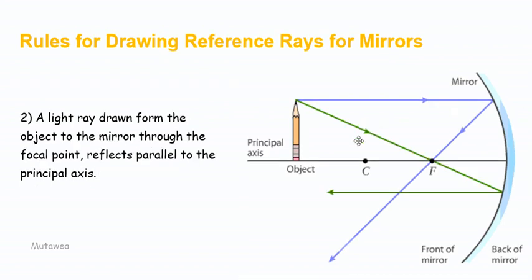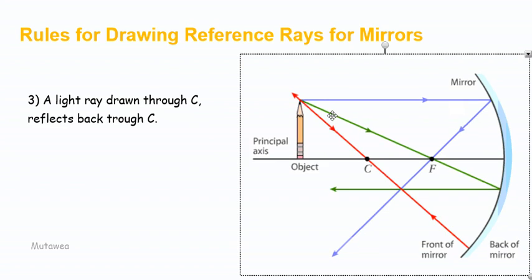The second ray is drawn from the object through the focal point. This ray then reflects parallel to the principal axis. The top of the image appears where rays 1 and 2 cross. These two rays are enough to locate the image. You can draw a third ray, however, to check.